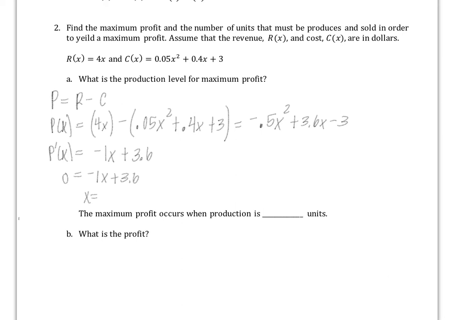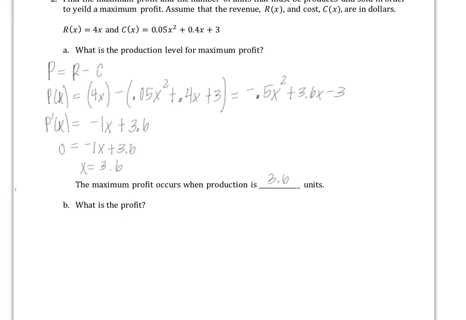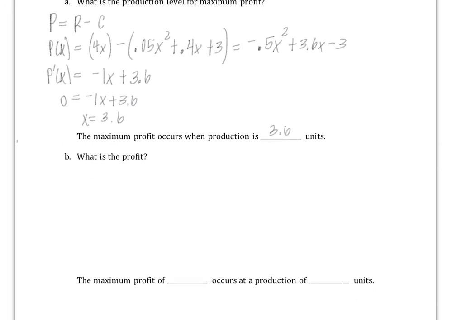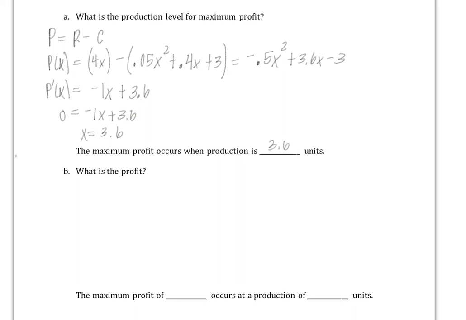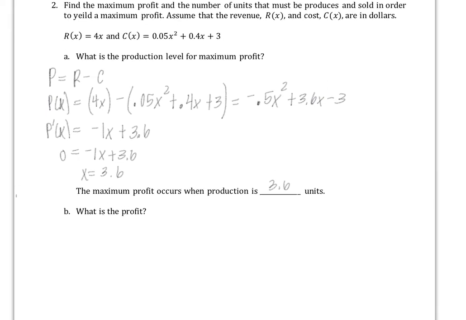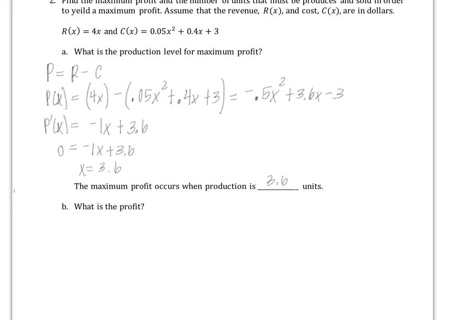So our critical x value happens at 3.6 units. And we're just going to plug that x value of 3.6 into that profit function. And it's going to give us our y value, our maximum profit.